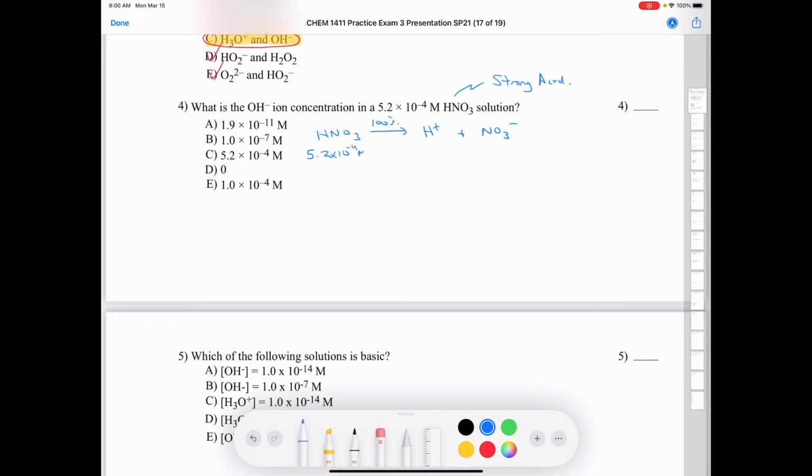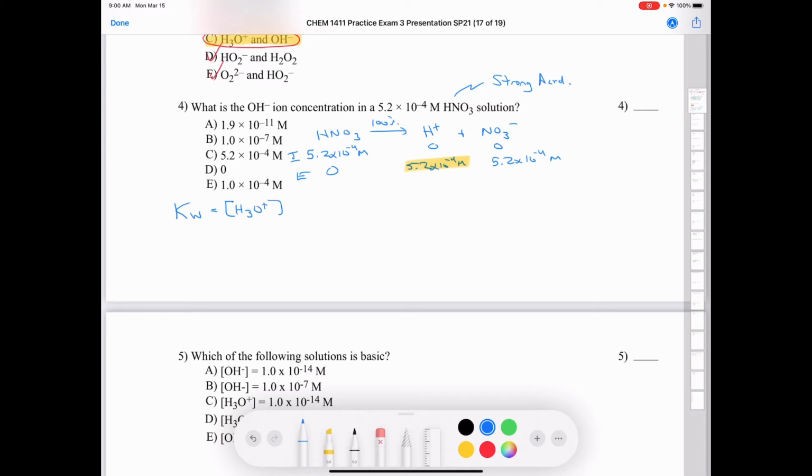So if it dissociates 100%, that means that if I'm starting out with 5.2 times 10 to the negative 4 molar nitric acid, when it dissociates completely, I'm going to have none of this left over, and I'm going to have 5.2 times 10 to the minus 4 molar for my concentration of hydrogen ions, and I'm also going to have the same concentration for my nitrate ions. Those are not important to me, but I can use this concentration of hydrogen ions in order to determine my hydroxide ion concentration.